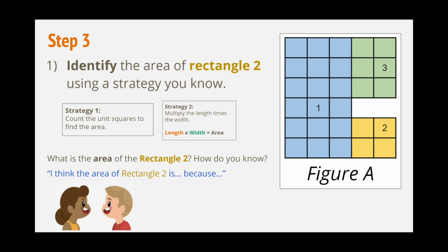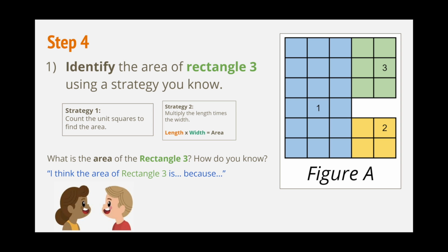All right, step 3. Identify the area of rectangle 2 using a strategy you know. You can use strategy 1, count the unit squares, or strategy 2, multiply the length times the width. What is the area of rectangle 2? That's the yellow one. How do you know? I want to hear you say, I think the area of rectangle 2 is because. The area of rectangle 2 is 4 square units.